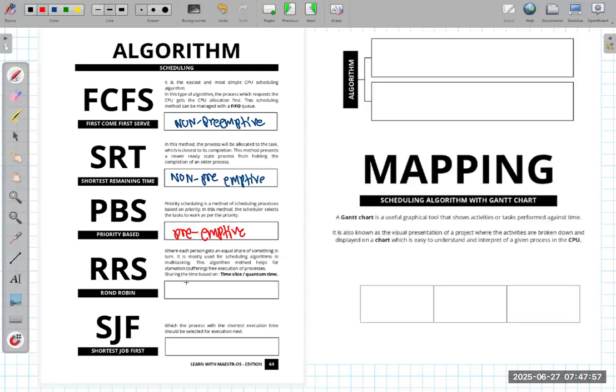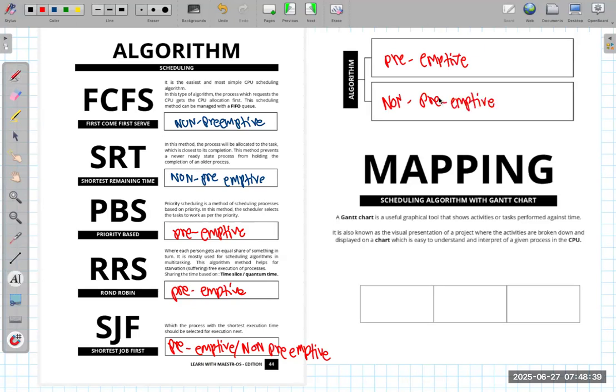Okay, right. Round robin is a preemptive algorithm. Shortest job first can also be preemptive, so it can be in both preemptive and non-preemptive algorithms. So basically you have two types of algorithm: preemptive algorithm and non-preemptive algorithm.